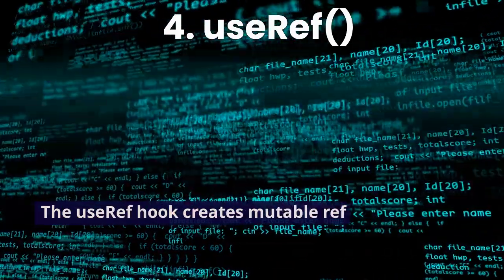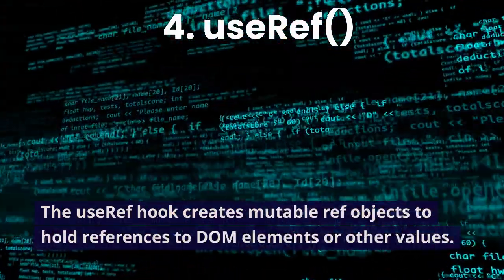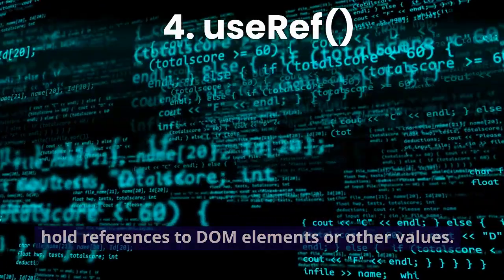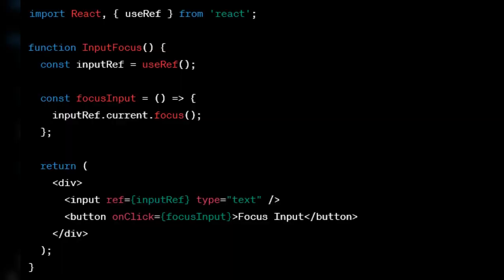The useRef hook creates mutable ref objects to hold references to DOM elements or other values. Here, useRef creates an input ref that is attached to an input element. When the Focus Input button is clicked, inputRef.current provides access to the input element, allowing you to focus it.